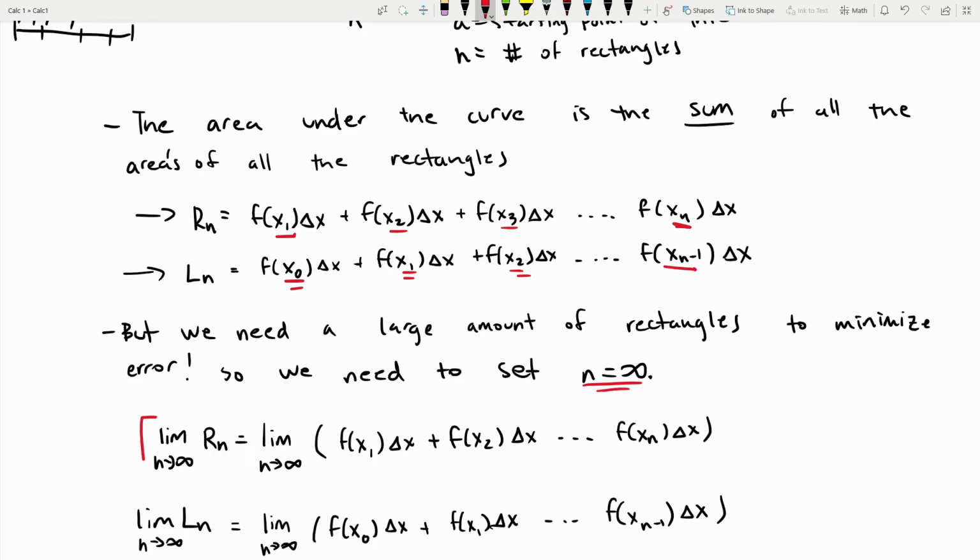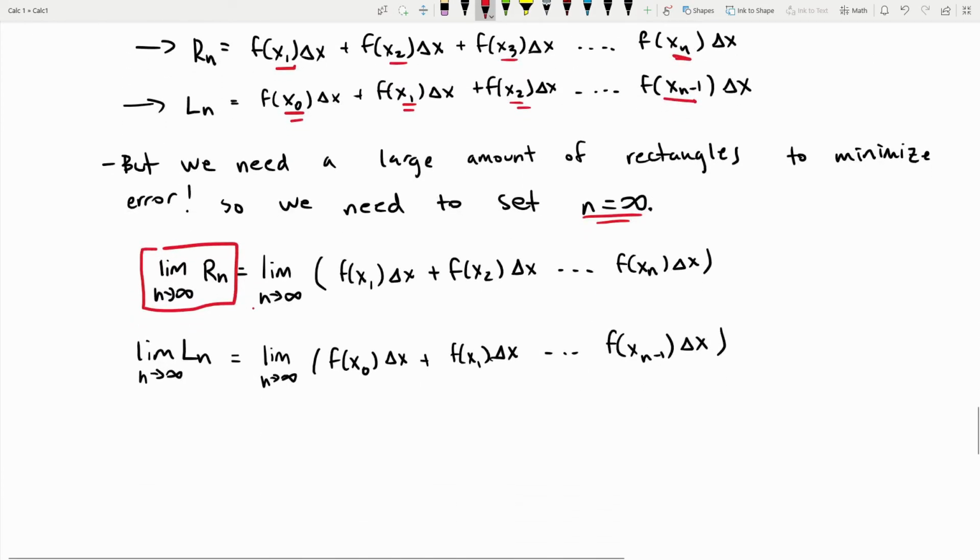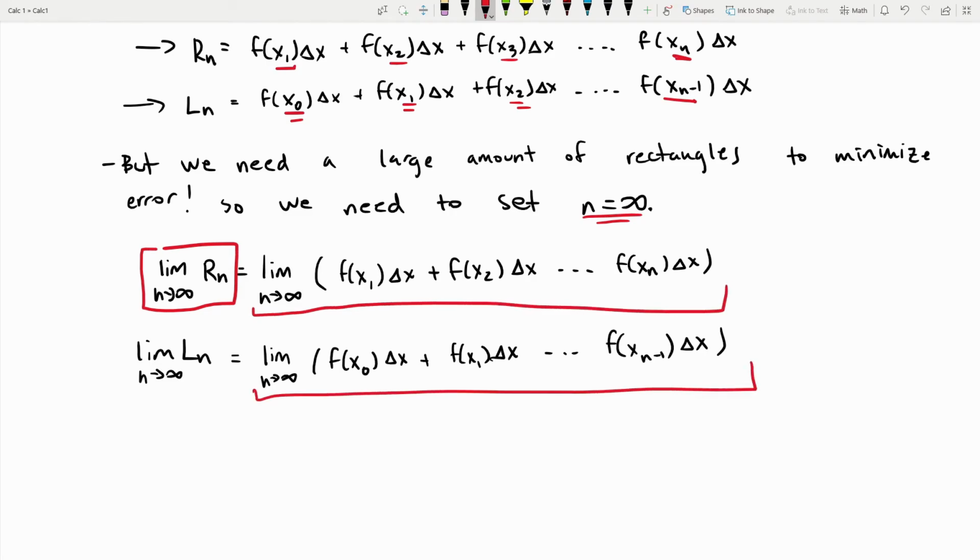And the way we do that is by taking the limit of the area, where Rn is the right endpoint method and Ln is the left endpoint method. So this is going to be the formula for computing the area under a curve using the right endpoint method, and this is the left endpoint method. Again, we're lagging one behind in the left endpoint method.